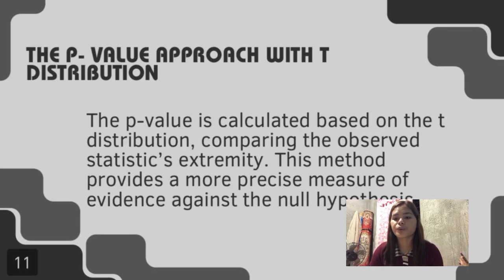The p-value approach with t-distribution. The p-value is calculated based on the t-distribution, comparing the observed statistic's extremity. This method provides a more precise measure of evidence against the null hypothesis.